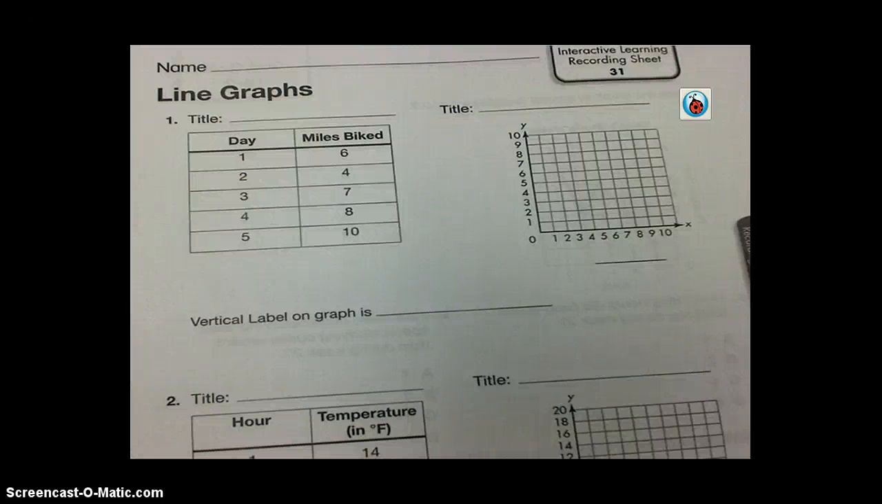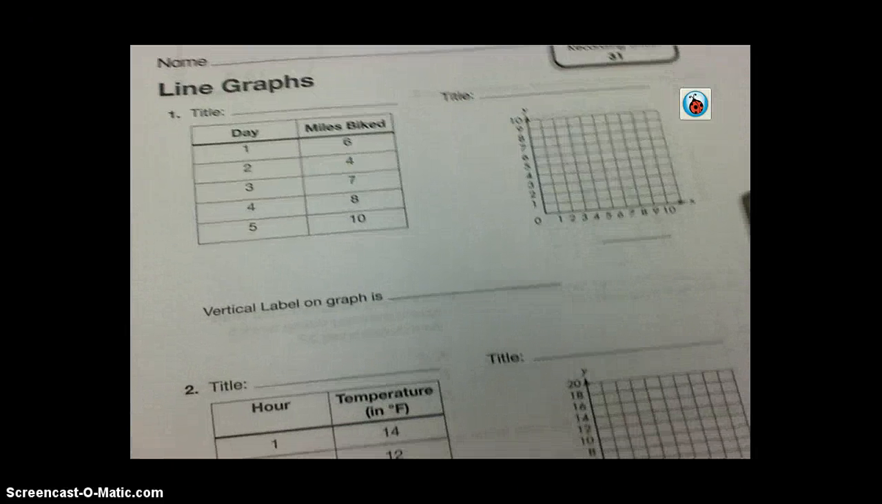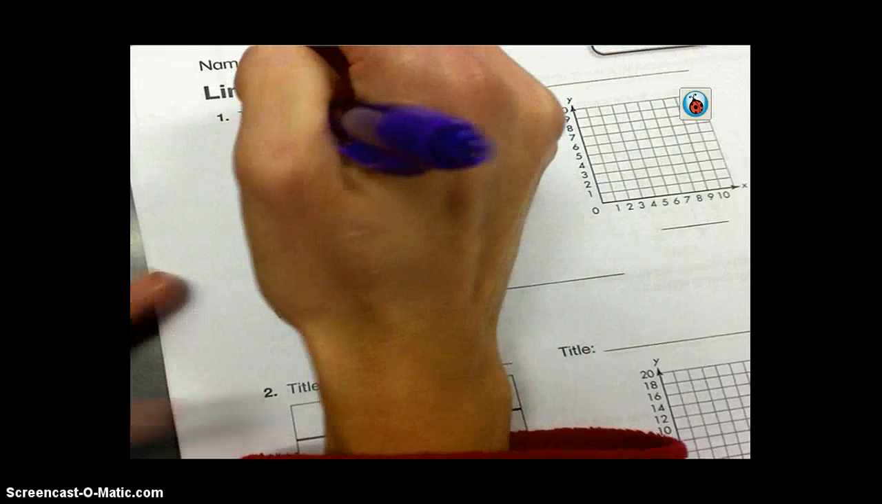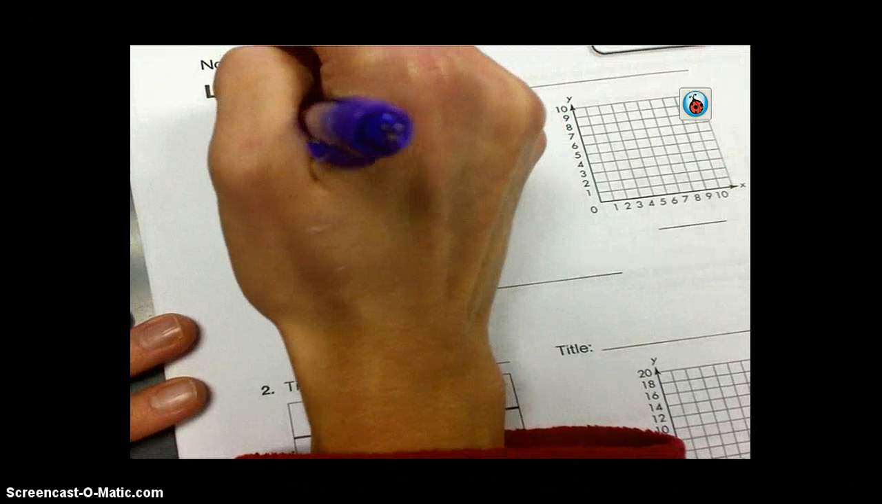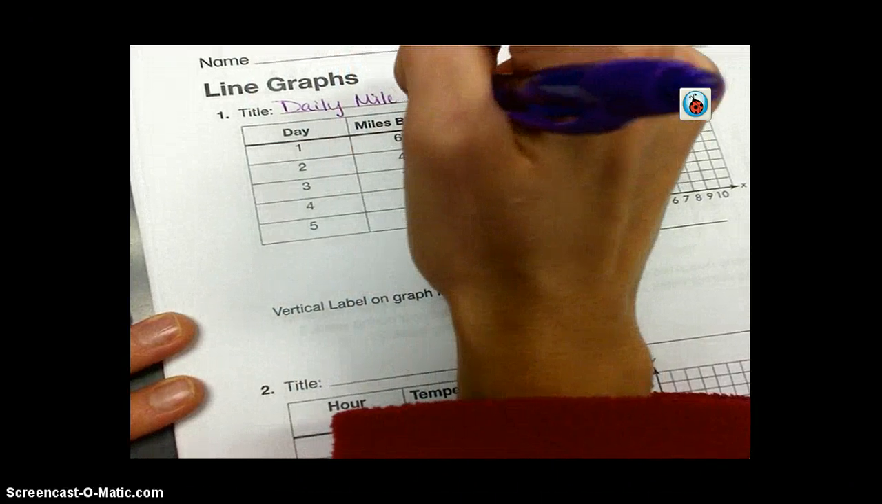So we need to put a title here above our data in our frequency table. And so it's over a course of 5 days here. Every day they logged their miles. So what could we call this title? What do you want to call it, Corinne? Miles Road or daily mile log or something like that, you know, like a journal people keep. So I'm going to call it daily mile log.